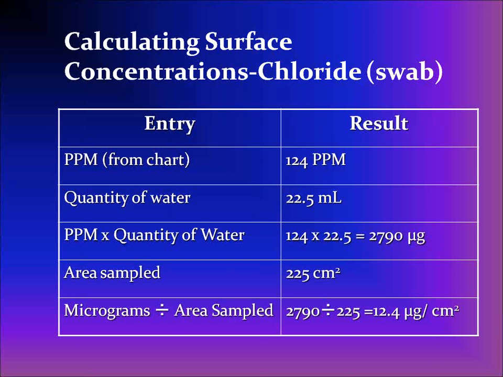By dividing that number, which is micrograms of chloride, by the area extracted, the surface concentration is revealed. In this case, 2,790 divided by 225 square centimeters results in a surface concentration of 12.4 micrograms per square centimeter. Since the area sampled was 10 times the quantity of water used in the extraction, the surface concentration is simply 1/10 of the concentration of chloride in the extract. However, any size area and any amount of water can be used as long as those are both recorded.